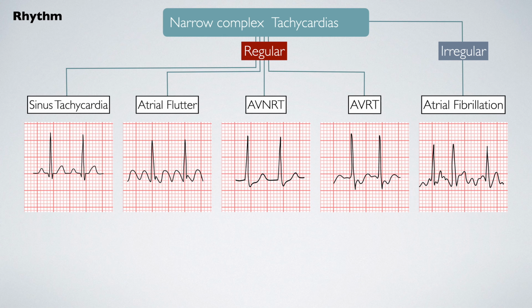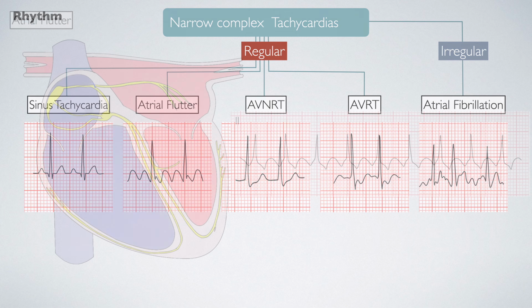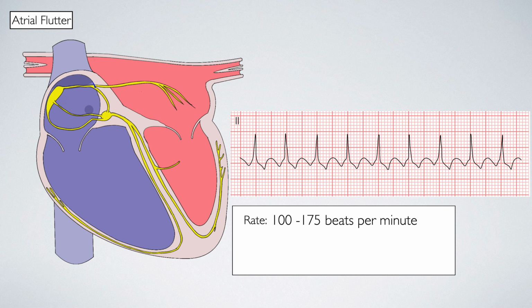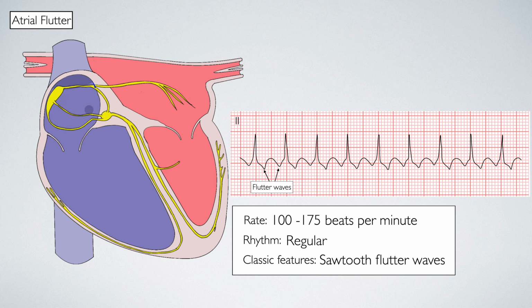Let's now move on to talk about atrial flutter. Atrial flutter is a narrow complex tachycardia that typically presents with a ventricular rate between 100 and 175 beats per minute. It is a regular rhythm and classically has sawtooth-like flutter waves.